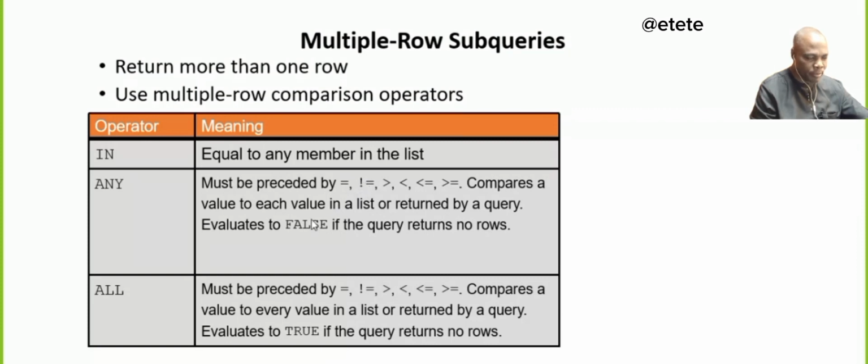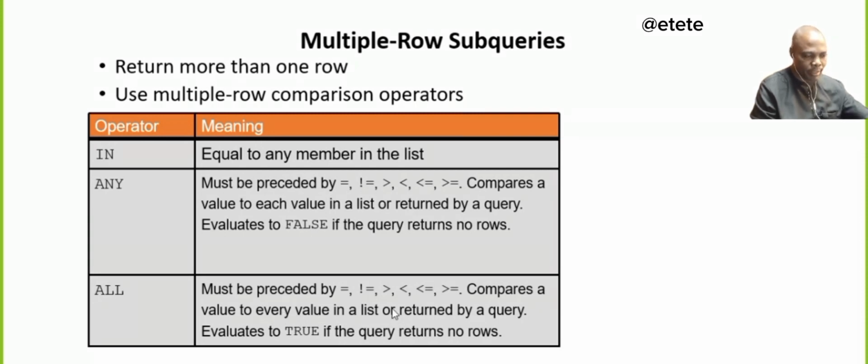I will explain. All must be preceded by this same single row operator. Compares a value to every value in a list or returned by a query. Evaluate to true if the query returns no rows. This one, the keyword here is each. Compares a value to each value in a list. Why this one is compares a value to every value in a list.